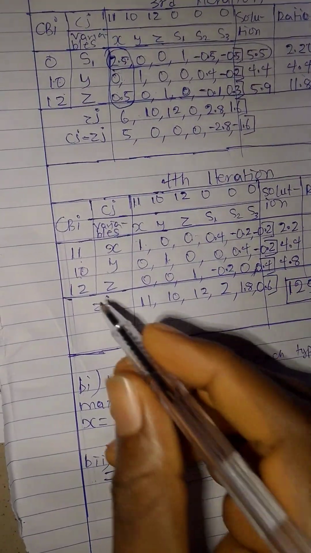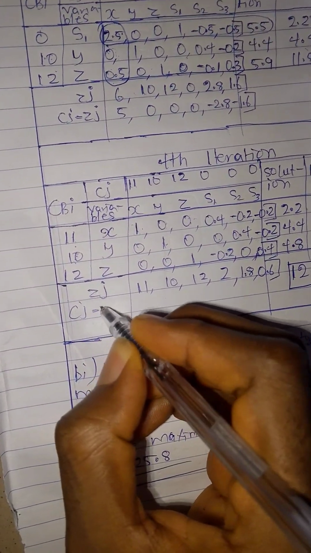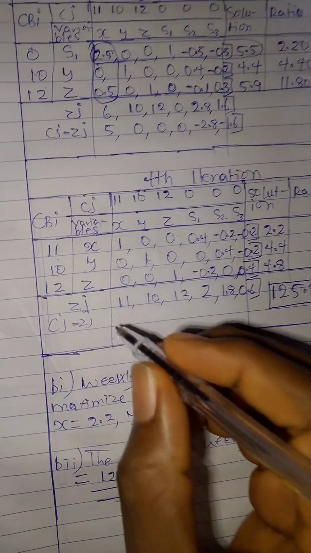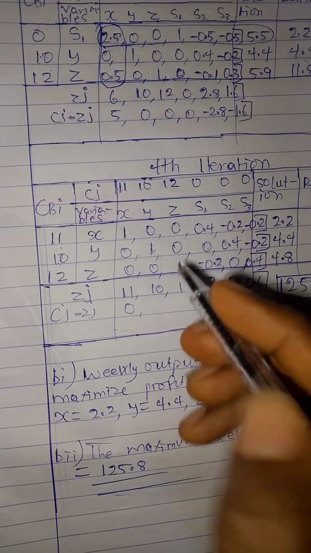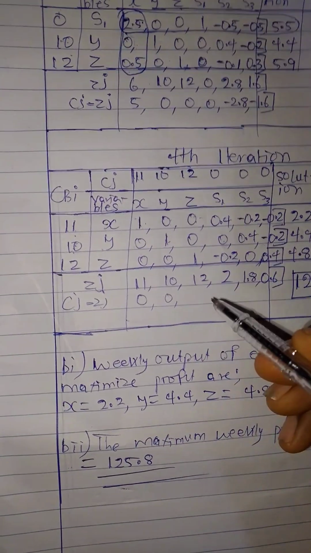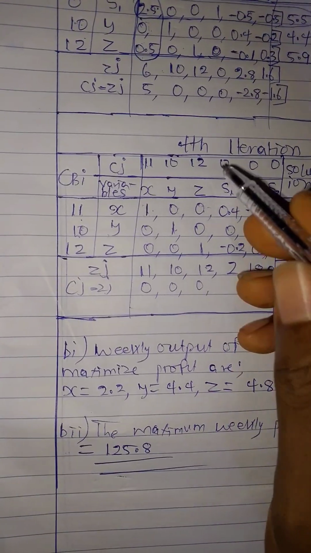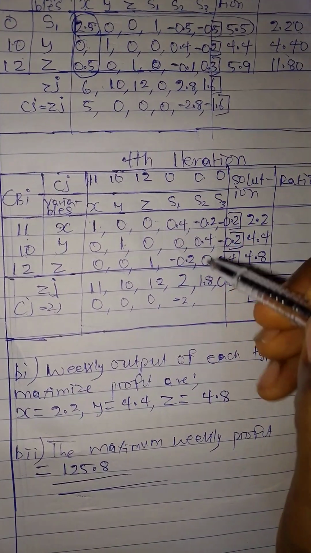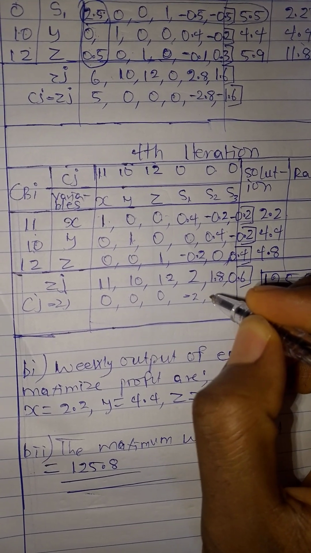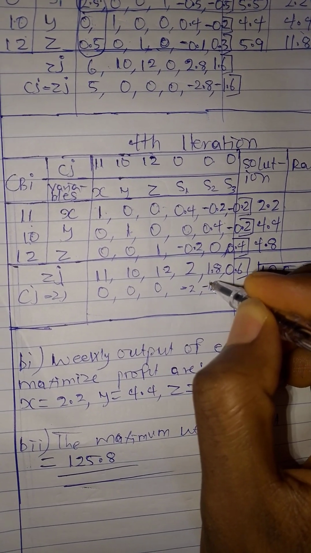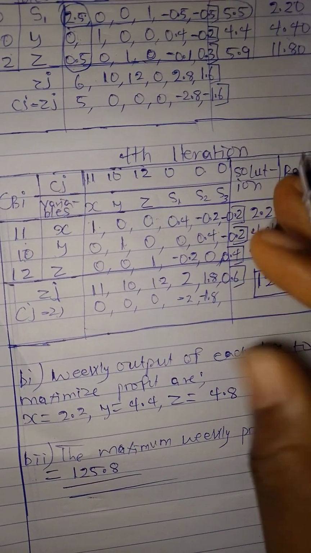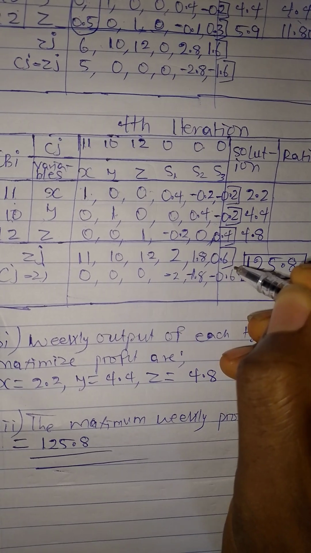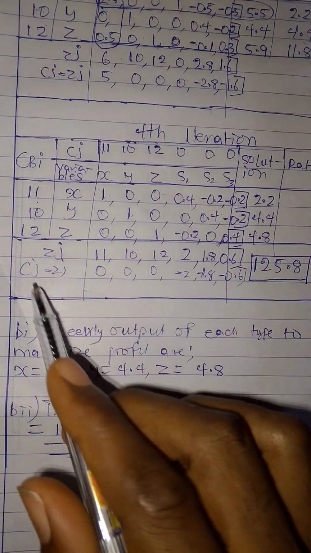Now I have to get cj minus zj. So cj minus zj is: I have 11 minus 11 is 0, comma, 10 minus 10 is 0, 12 minus 12 is 0, 0 minus 2 is minus 2, 0 minus 1.8 is minus 1.8, comma, and also 0 minus 0.6 will give me minus 0.6. Okay, so these are my values for cj minus zj.